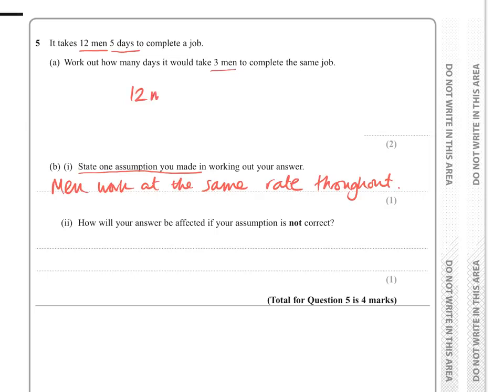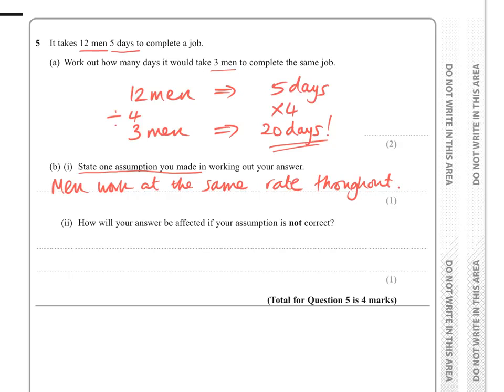So 12 men, well, we're given that is 5 days. One way of looking at this is we've got to get to 3 here. So if we want to get to 3 men here, then we can divide this by 4. But if we're making the workforce 4 times smaller, but that workforce is working at the same rate, then isn't it going to just take 4 times longer to complete the job? So in this respect, we've got to times this one by 4 to get the desired outcome. So that will give us 20 days.